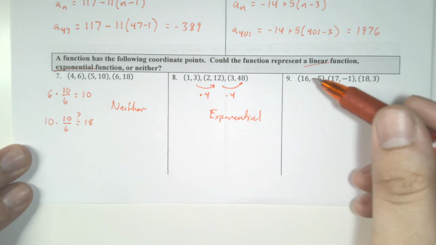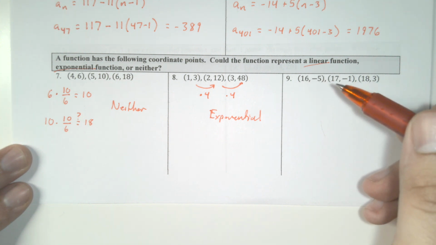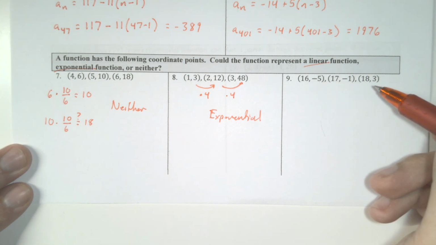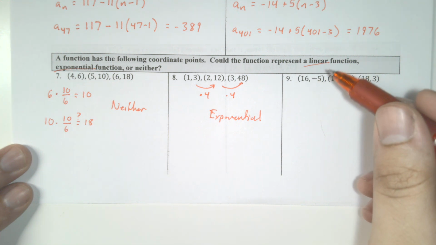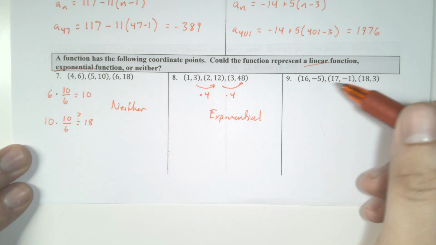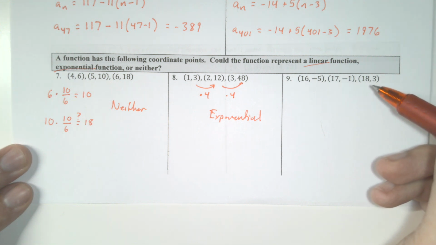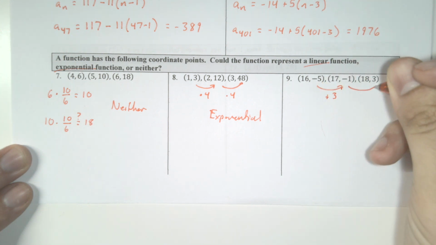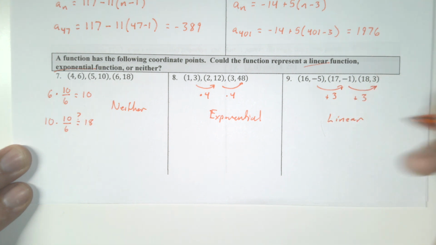Again, with number 9, let's confirm that the x values are going up by the same number every time. We have 16, 17, 18, so that's good. Now, let's look at the y values. So we start with negative 5. Let's check for linear. If we add 4 from negative 5 to negative 1, so adding 4 gives us negative 1, and adding 4 again does give us positive 3. So because we were having to add 4 every time for our y values, this is a linear function.